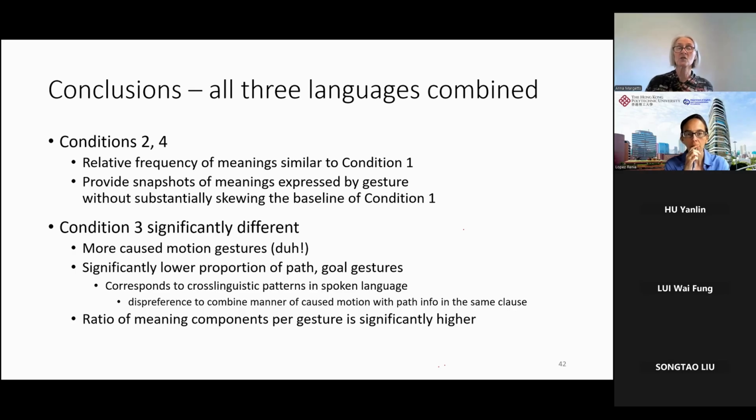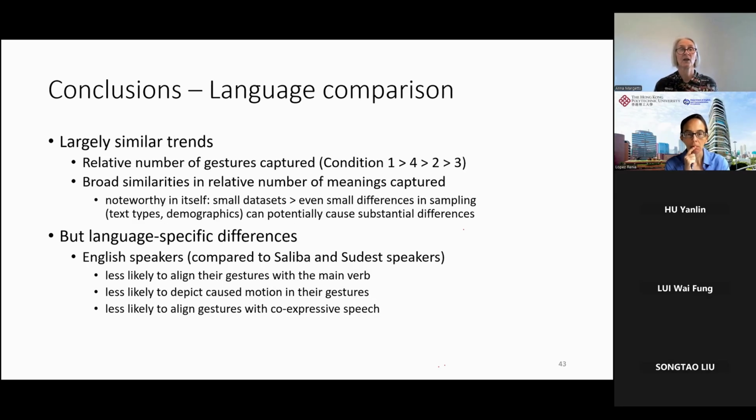And that corresponds to findings we had in the earlier project when we just looked at speech, that some languages do not like to combine caused motion and path in the semantics of a single verb. Some languages don't even like it in the same clause. So that's interesting to find that in the gesture as well. We also found that the meaning component per gesture ratio is much higher under condition 3.